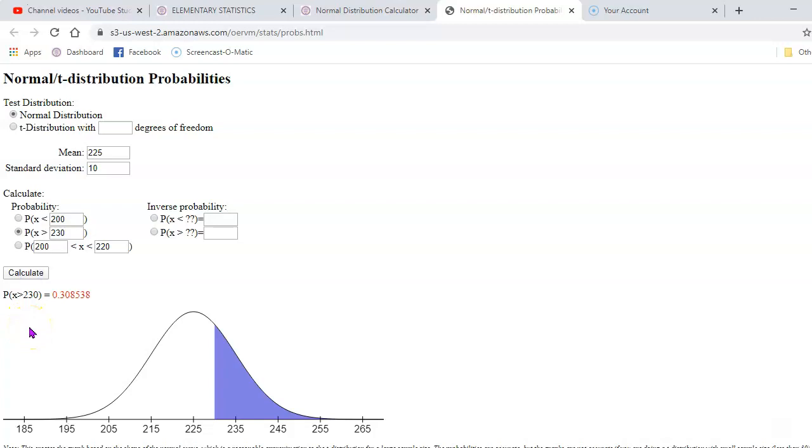So that's how you do the kind of problem where you find the probability that a randomly selected value would be within some certain range of values, either between two different numbers or just below some number or above some number.